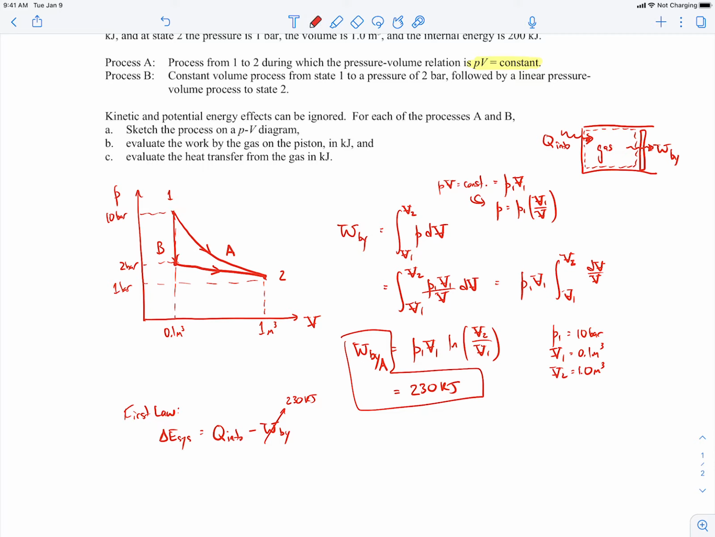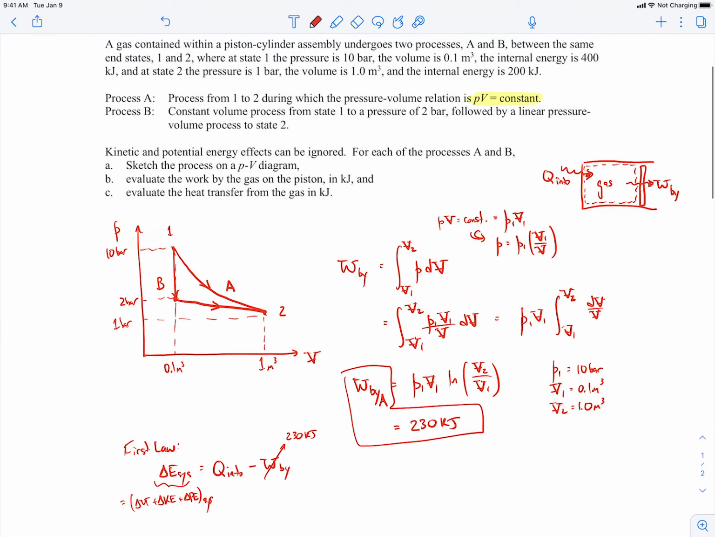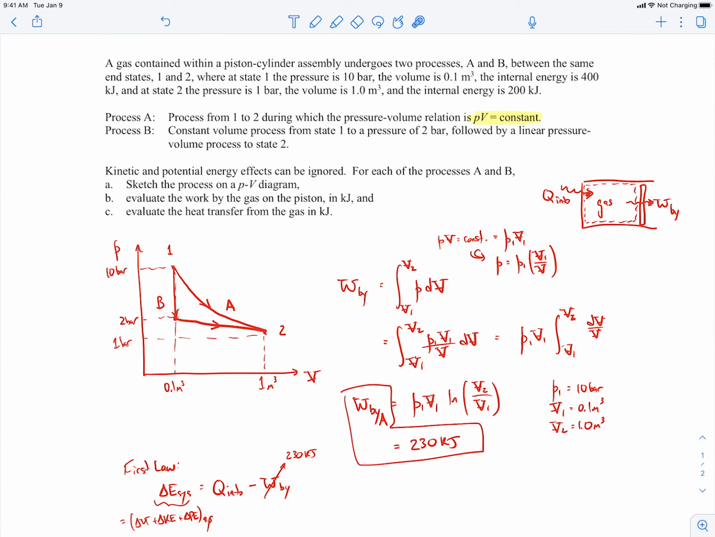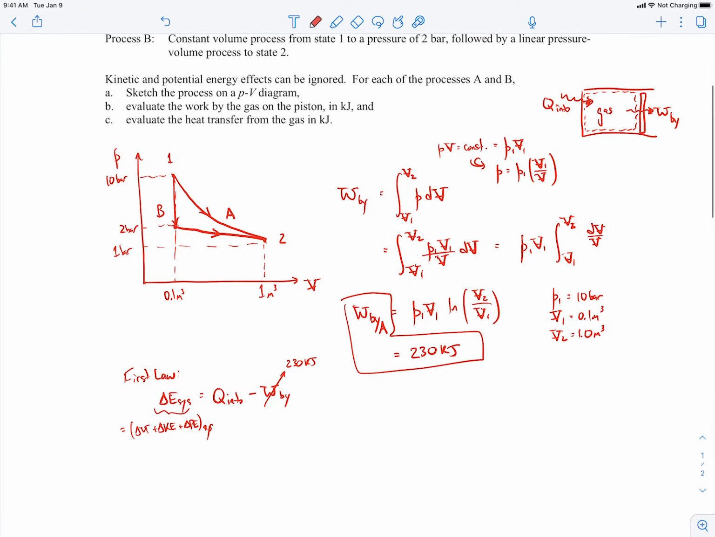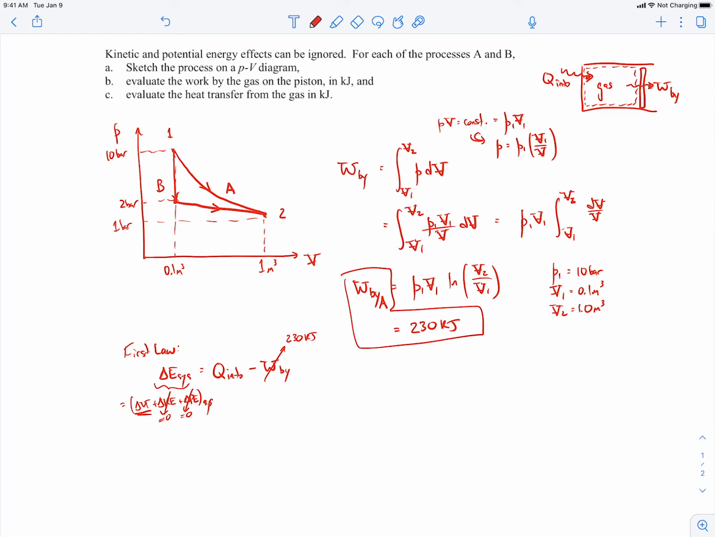All right, so the change in total energy of the system will be the change in internal energy plus the change in kinetic energy plus the change in potential energy. And we're told in the problem statement that the kinetic and potential energy effects can be ignored. So that means we can say that these are both negligible, so they're 0. And we're left with the change in internal energy, so that delta U will be U2 minus U1.